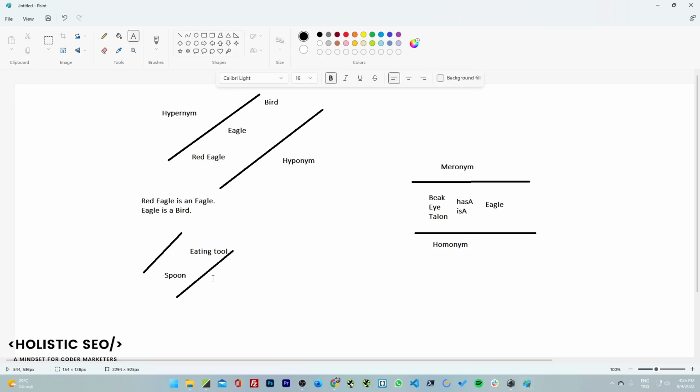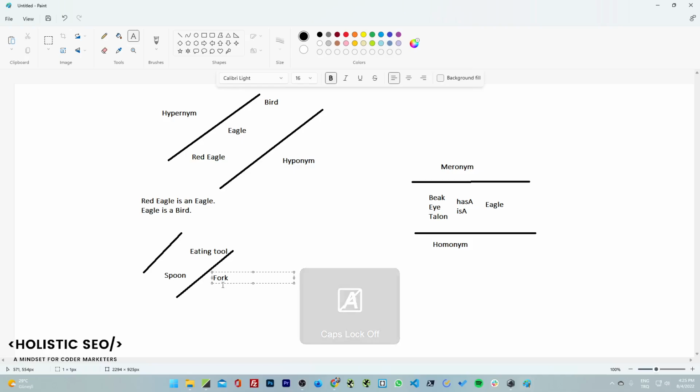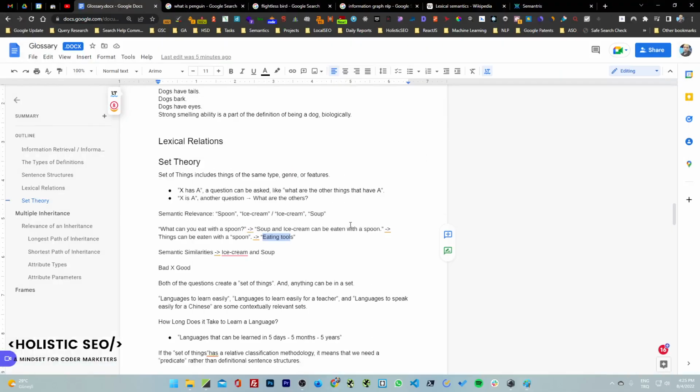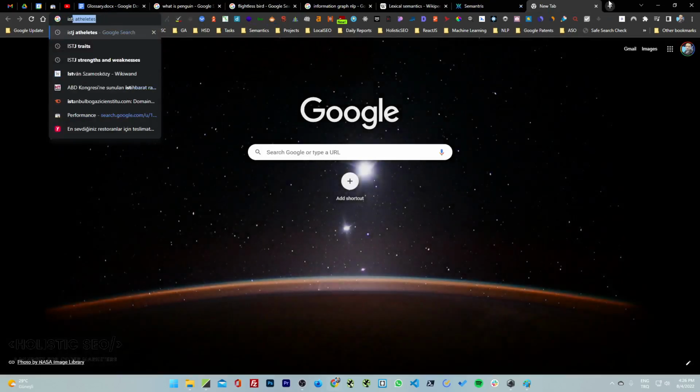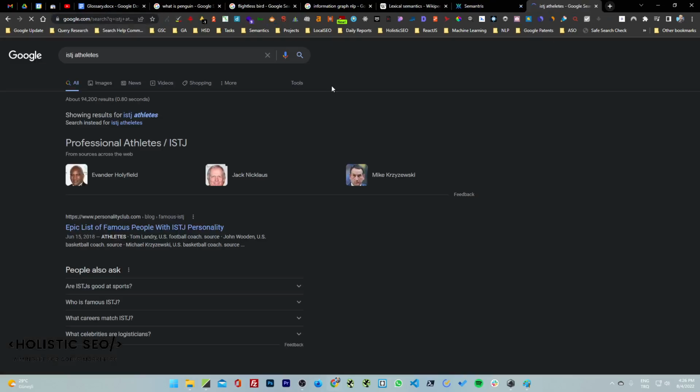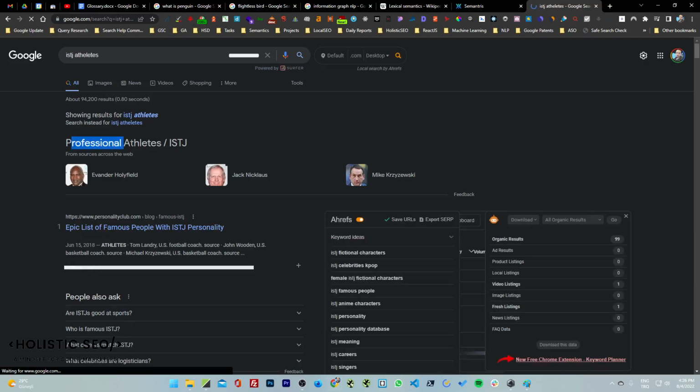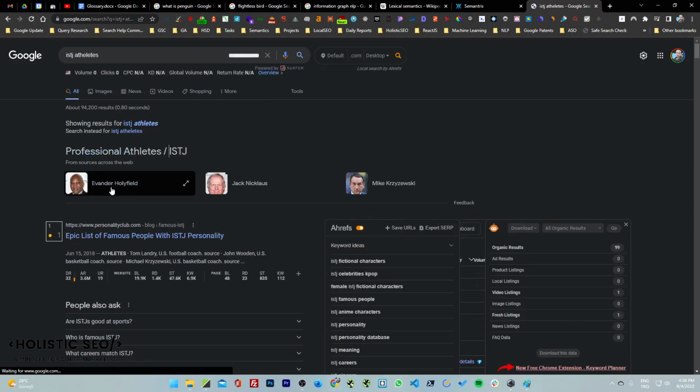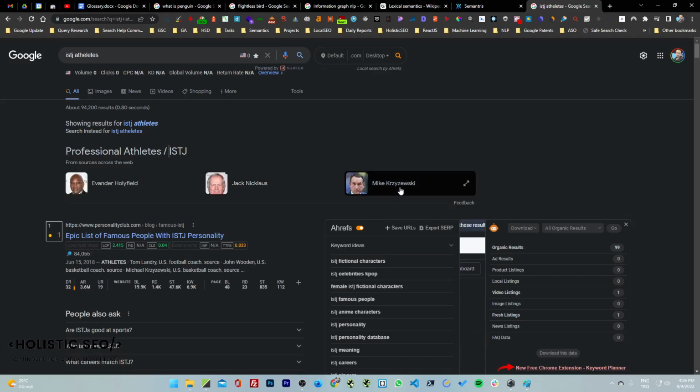And in this case, once we have this relation type, we can tell that spoon is an eating tool. And what else? Let's say the fork. Since we can't drink the soup with a fork, some tools and some other foods won't have common sets. And whenever you ask a question to the search engine, let's say if you ask it like this, the search engine already gives you a set here. They say Evander, Jack Nicklaus, Mike. These are under the same set.